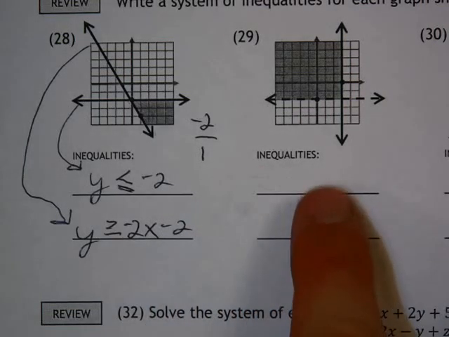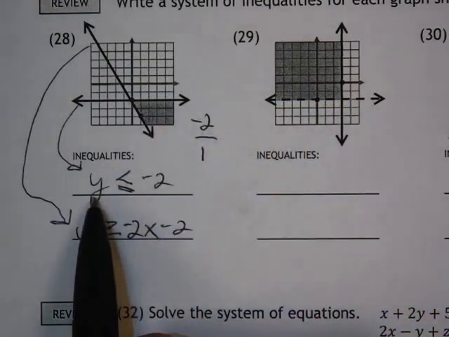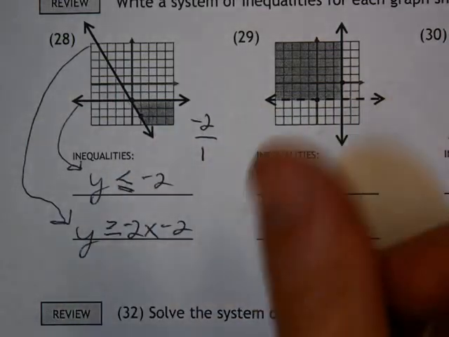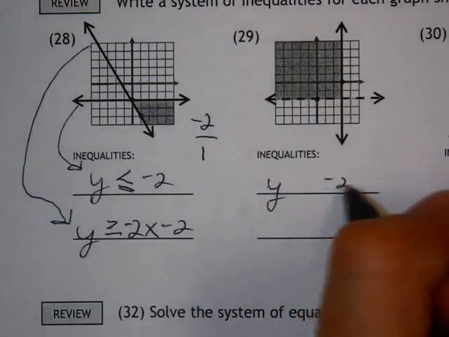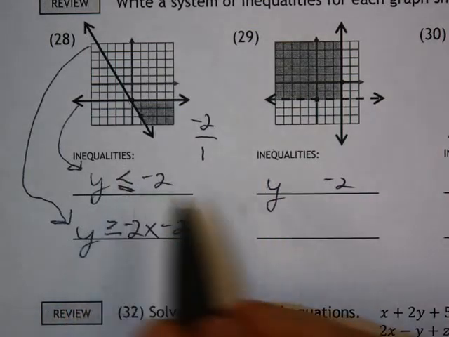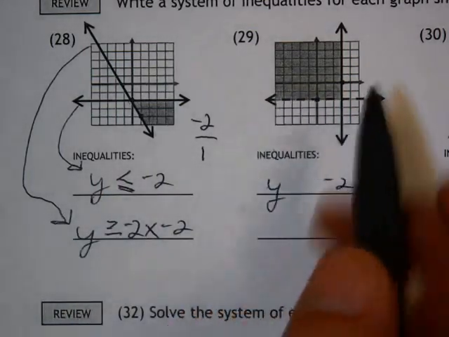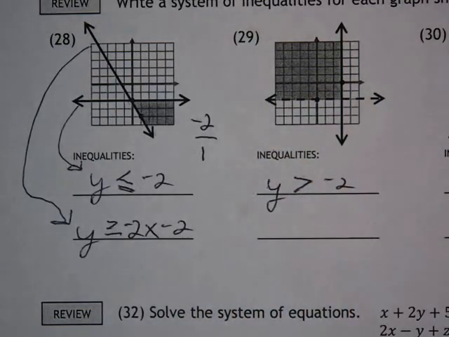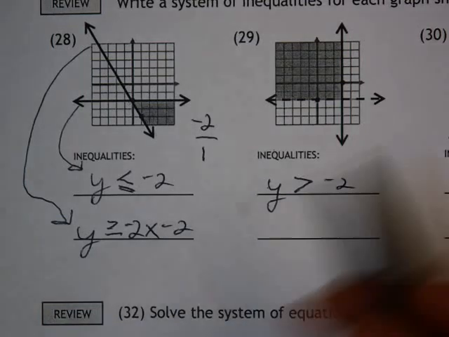And just a head start at number 29. Here it's horizontal, so it is y by itself. And what the heck, I'll just do 29. It's still going through -2, but this time notice that it's a dashed line, which means instead of less than or equal to, there's not going to be an equal to, and the shading is above the dashed line, so it's greater than -2. And again, there's no bar underneath because it's not equal, it's not a solid line.